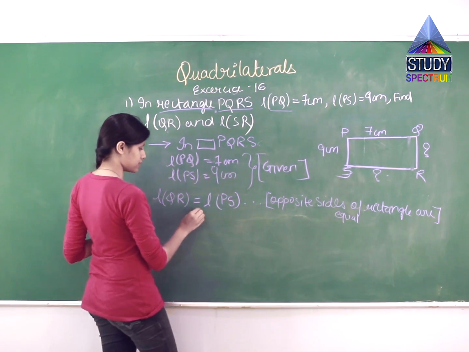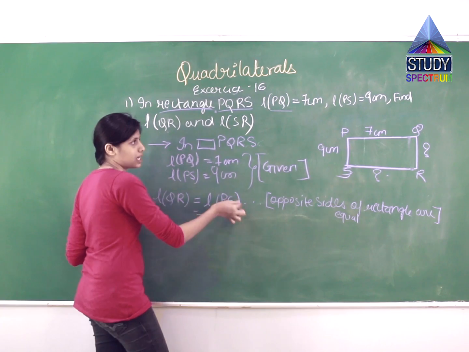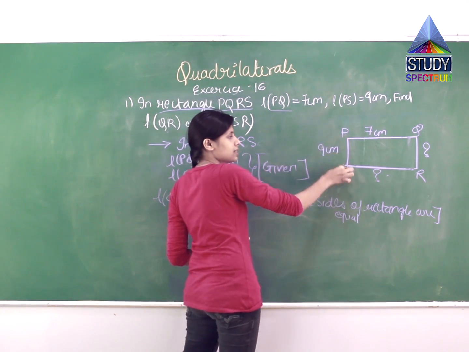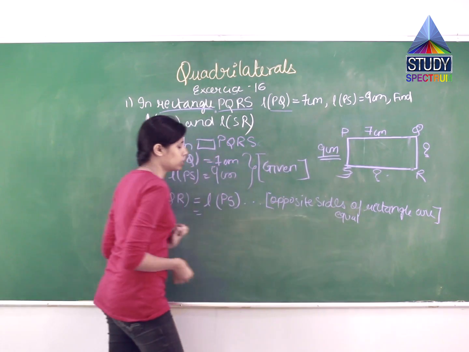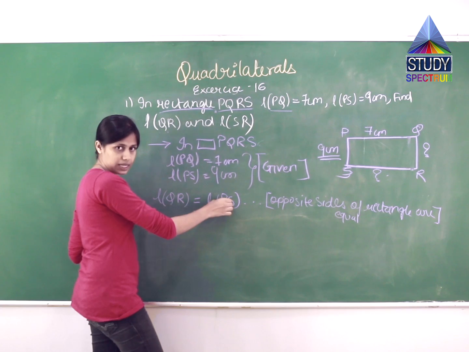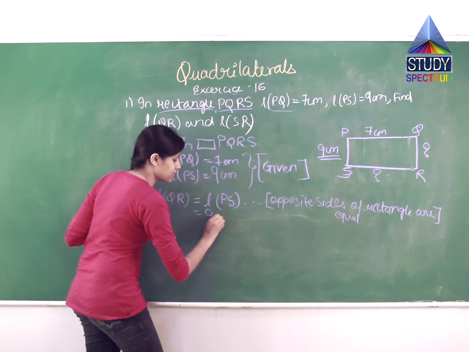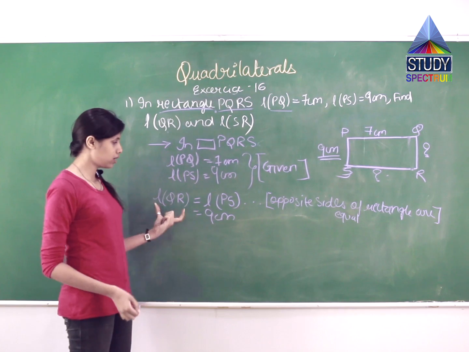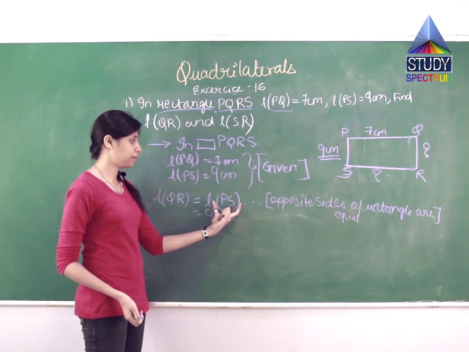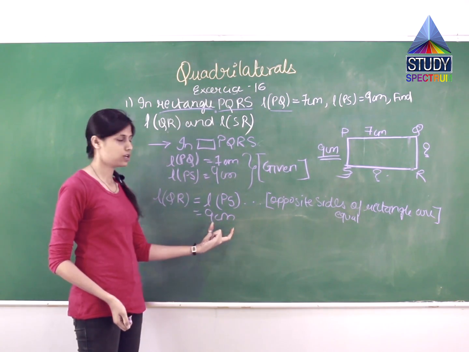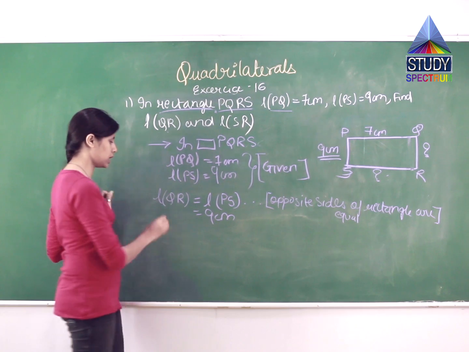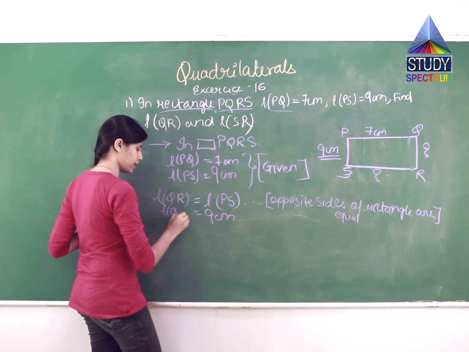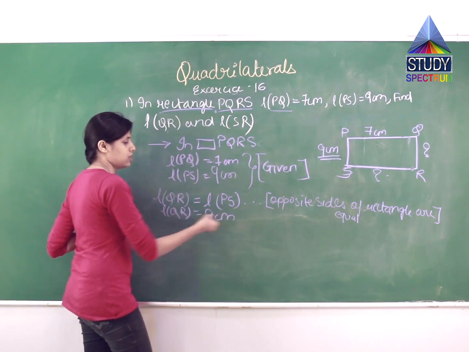Now you can write as equal to, and the side PS you know already it is 9 centimeter. So instead of PS you can write 9 centimeter. Length of QR is equal to PS, where PS is equal to 9 centimeter. So ultimately length of QR is equal to 9 centimeter.